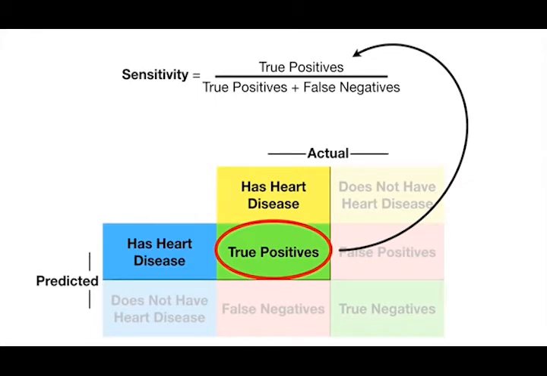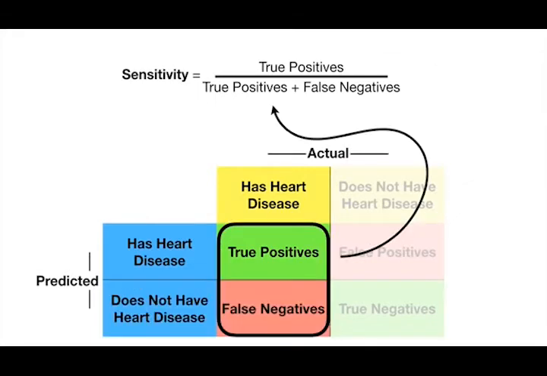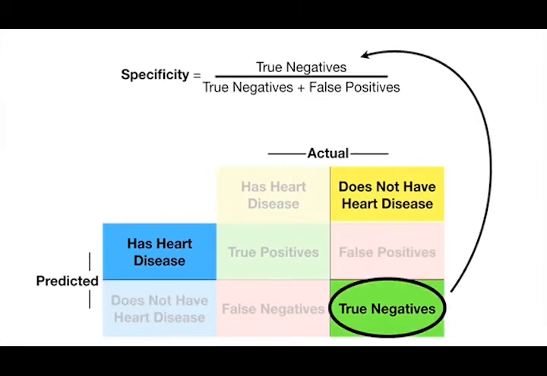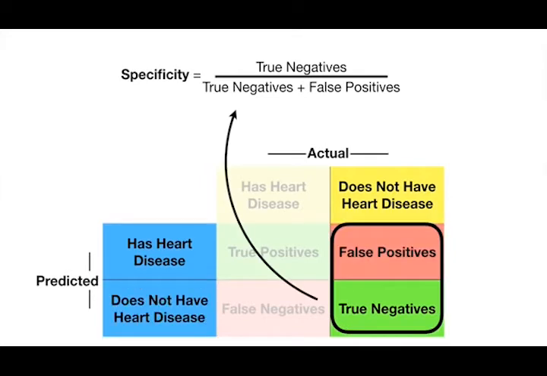Sensitivity is the true positives divided by the sum of the true positives and the false negatives. Specificity tells us what percentage of patients without heart disease were correctly identified. Specificity is the true negatives divided by the sum of the true negatives and the false positives.